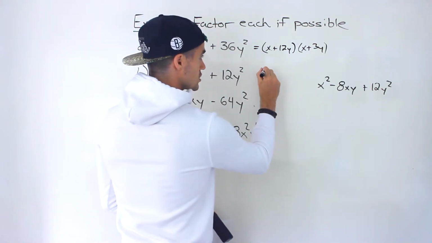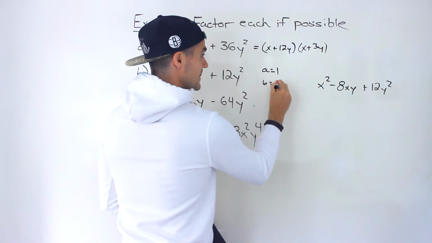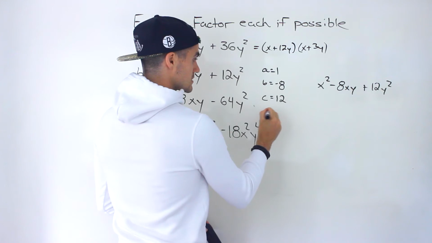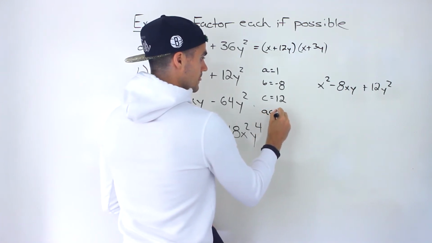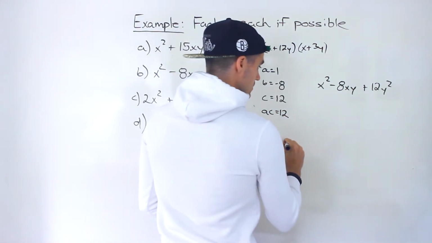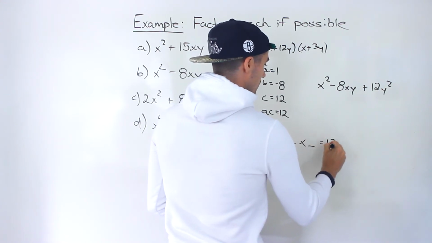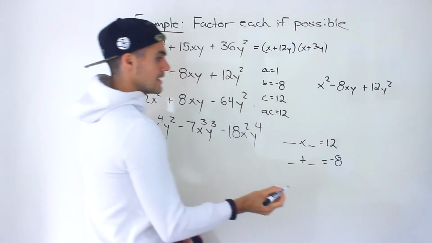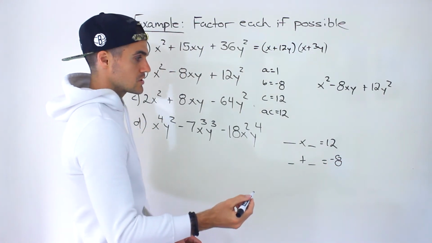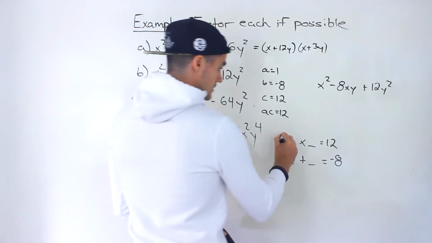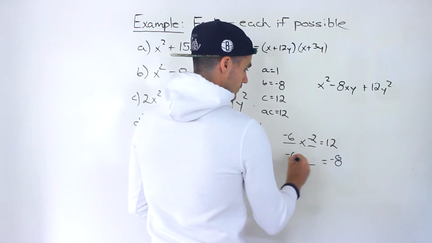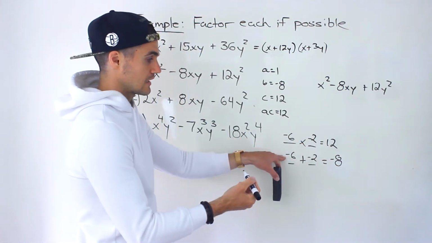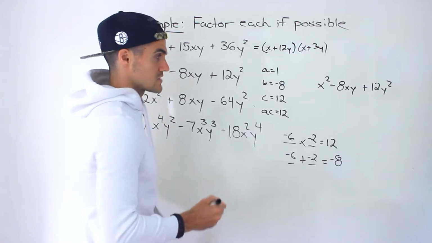Let's go into decomposition. The a value is 1, the b value is -8, the c value is positive 12. C times a is just 12. So we got to find two numbers that multiply to 12 that add up to that b value of -8. And what are the two numbers going to be? It's going to be -6 and -2. Right? -6 times -2 is positive 12. -6 plus -2 is like -6 minus 2, which gives us -8.